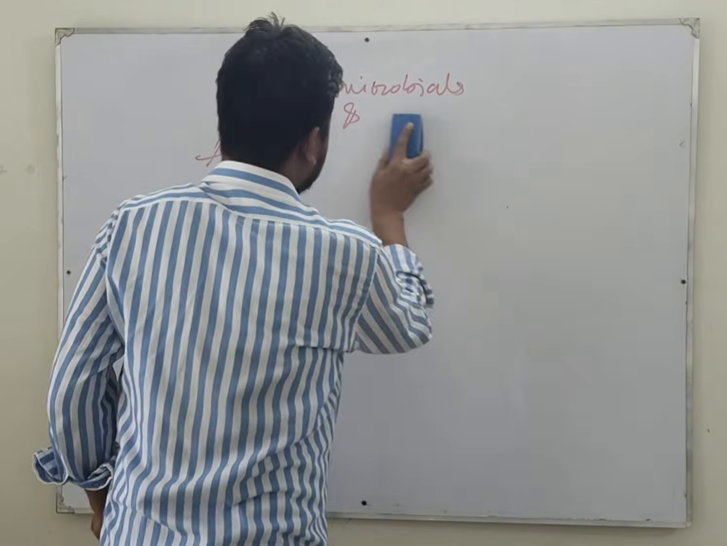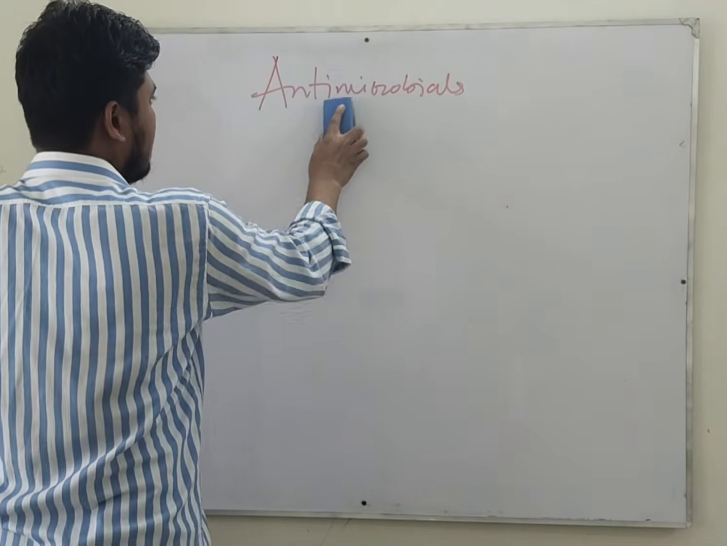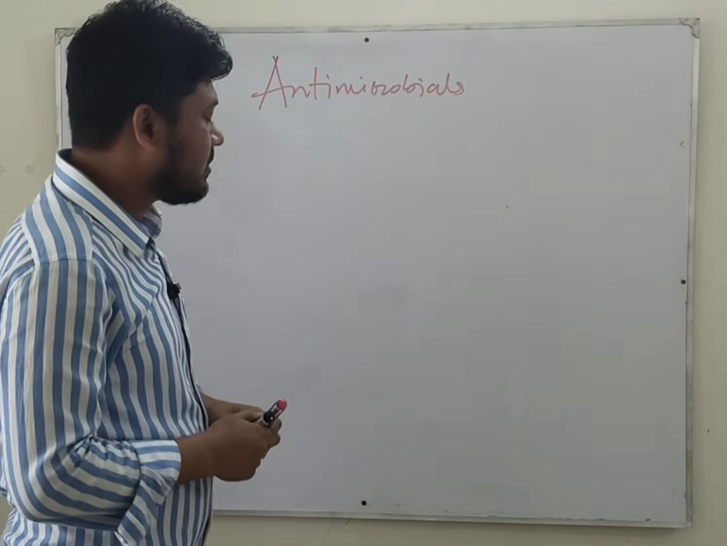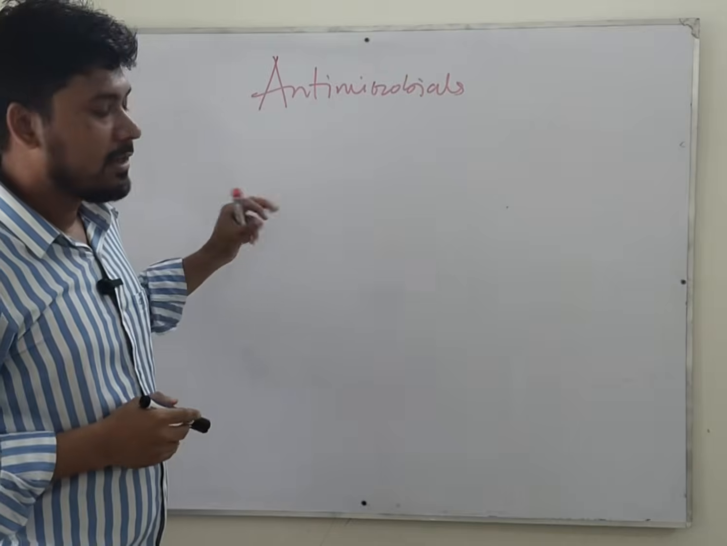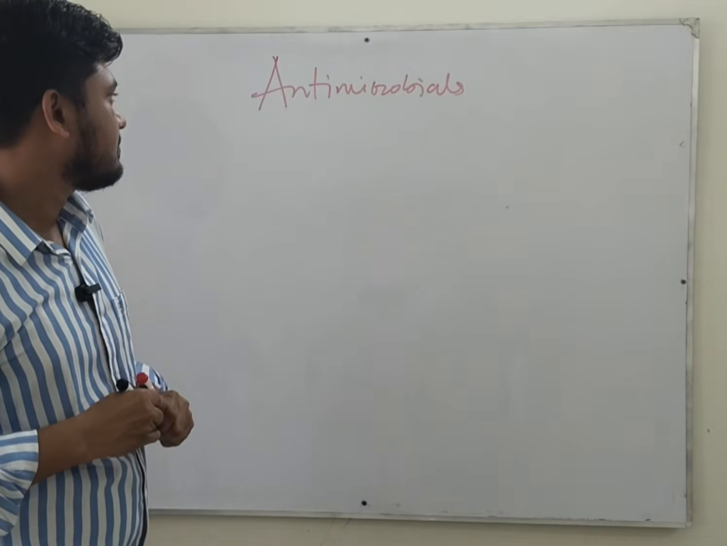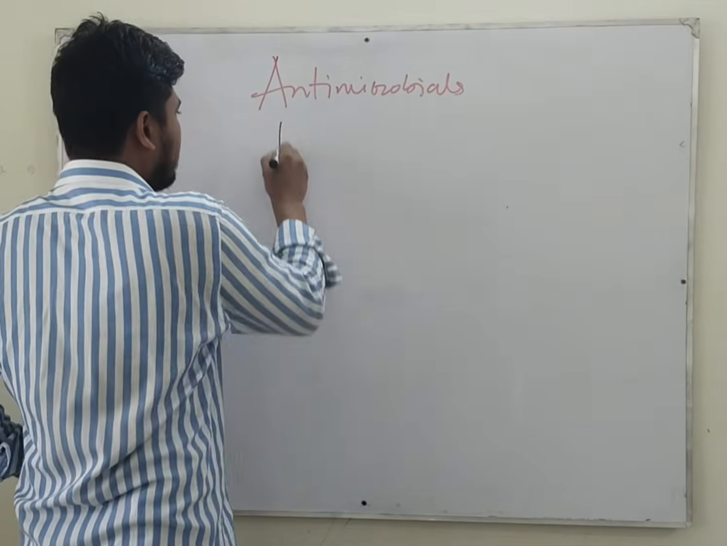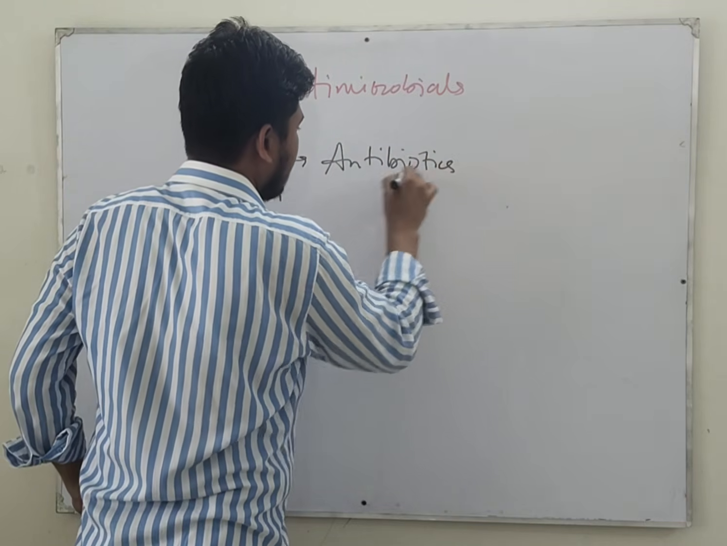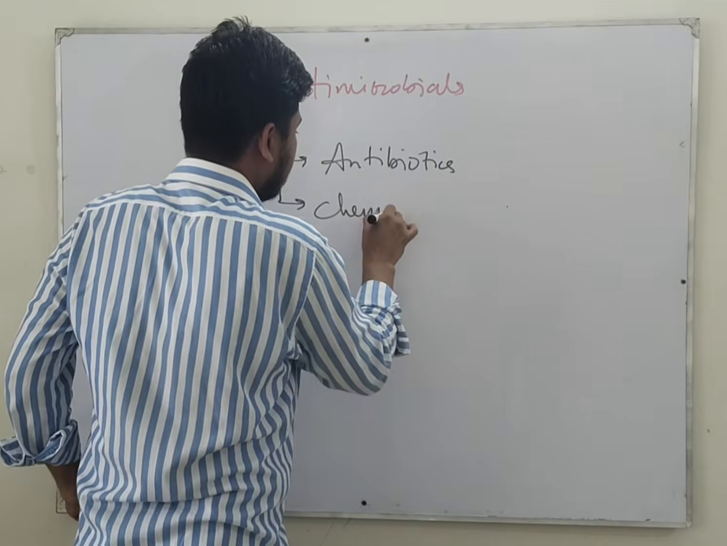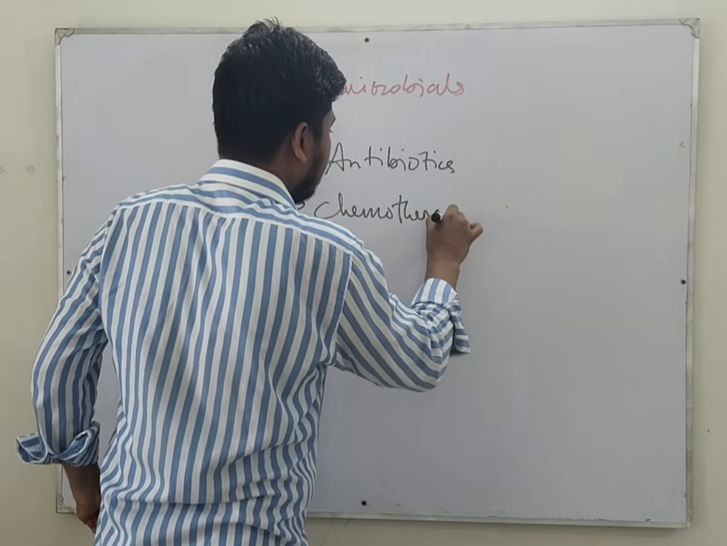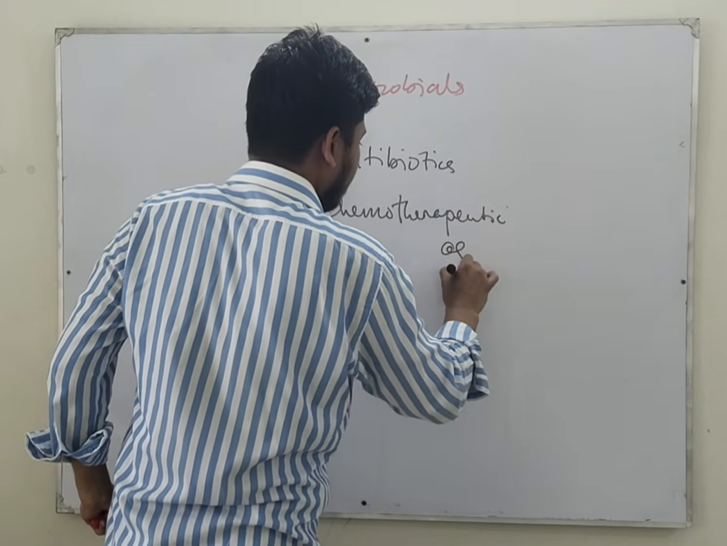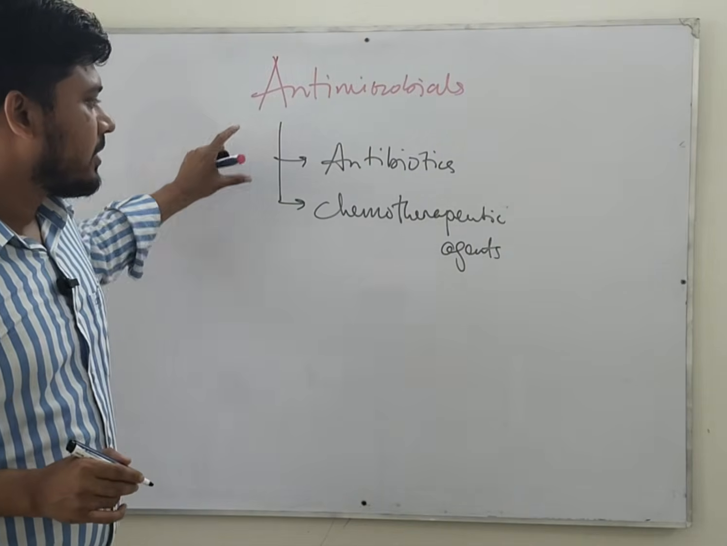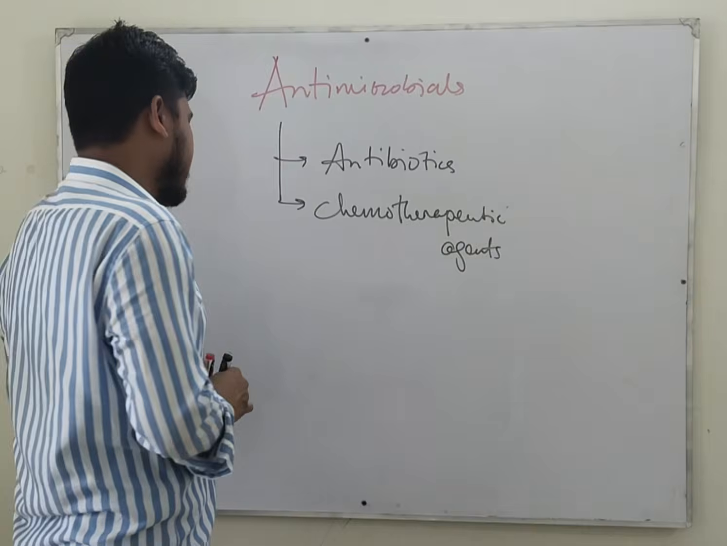First, come to antimicrobials. Antimicrobials are the substances that either inhibit growth or kill microorganisms. Antimicrobials are two types: antibiotics and chemotherapeutic agents.